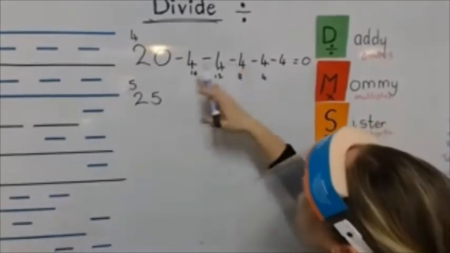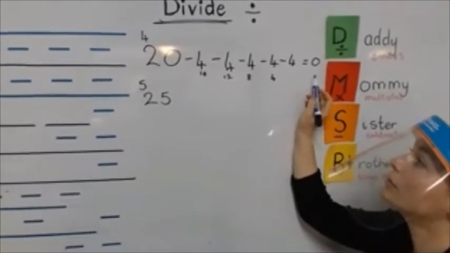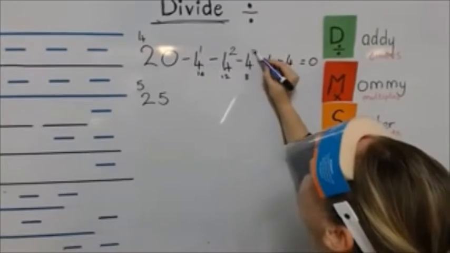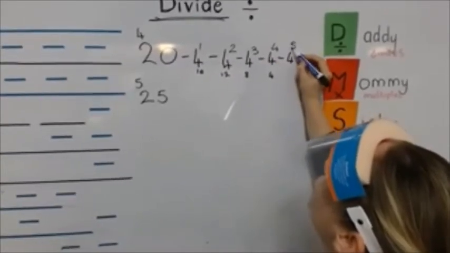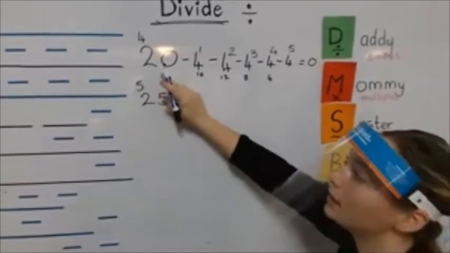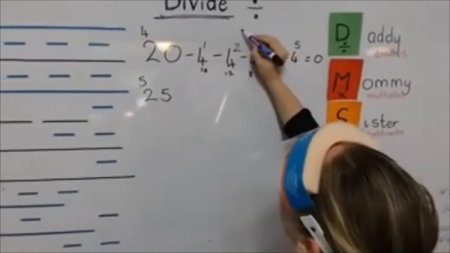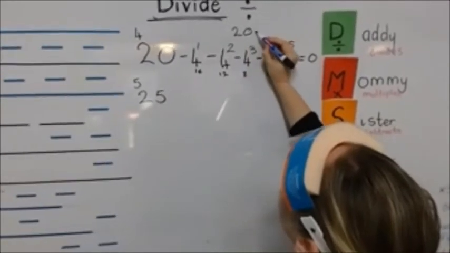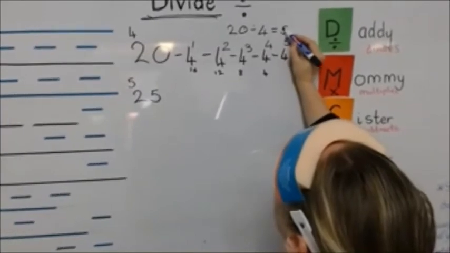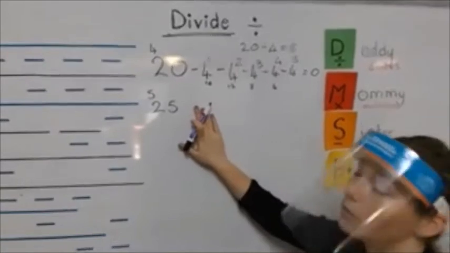So how many 4s did we have to take away to get to 0? So we have to take 1, 2, 3, 4, and 5. That means that 5 4s make 20. Can you see that? So that means that if we had to put it in a sum, if we say 20 divided by 4, it would equal 5. I hope everyone understands that. I'll do another one here.